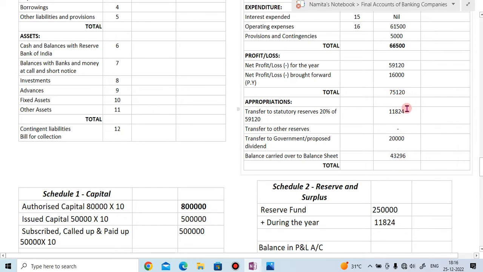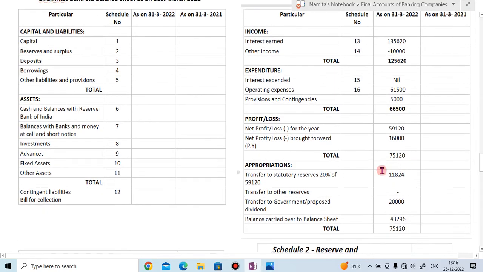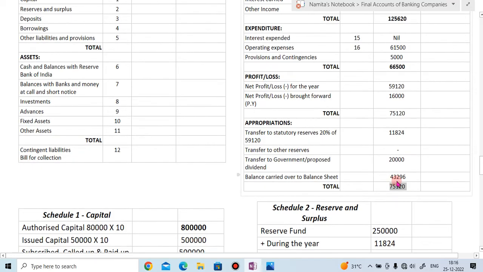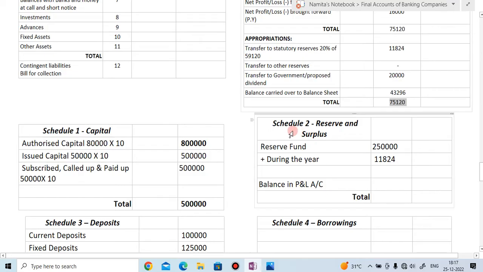Okay, so now add all these three, you will get the total 75,120. Okay, so that means the profit and loss account is tally. So you can see both the amounts are same. Okay, now this 43,296 we have to transfer to the balance sheet. Okay, to the schedule number 2. So transfer 43,296. We have transferred. Write this amount in outer column.